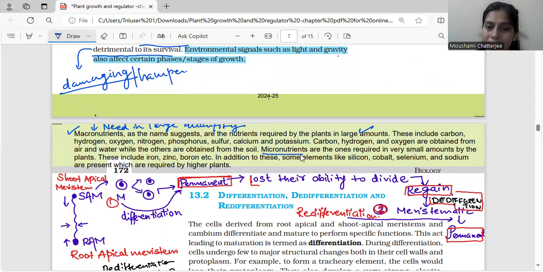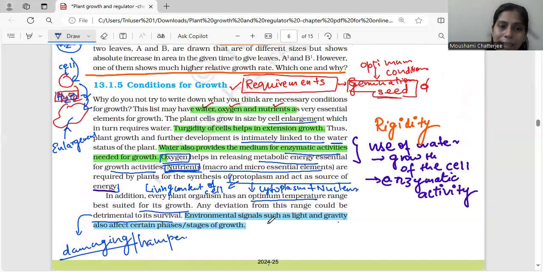Okay. And micro, the name only suggests that which is required in very less quantity, are the ones required in smaller quantities by the plant, which includes zinc, boron, etc. In addition, the other elements could be silicon, cobalt, selenium, sodium, which are required in higher plants. I hope this paragraph is absolutely clear.